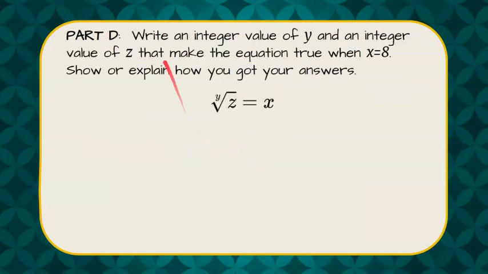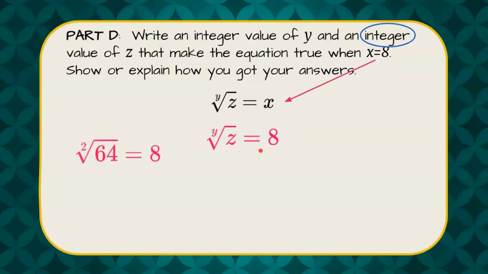Part D. Write an integer value of y and an integer value of z that make the equation true when x is equal to 8. Show or explain how you got your answers. So we need an integer, which is a whole number or its opposite, so negative and positive whole number values, and we're going to replace x with 8. So now we have the y root of z equal to 8.